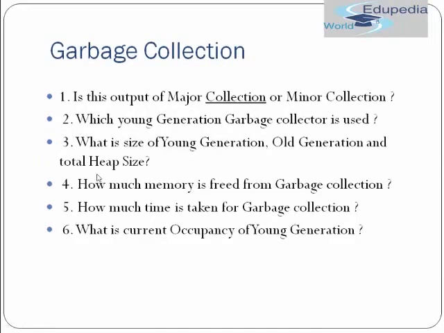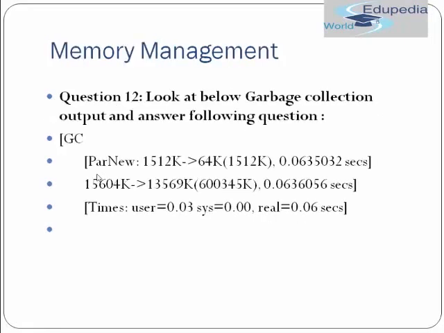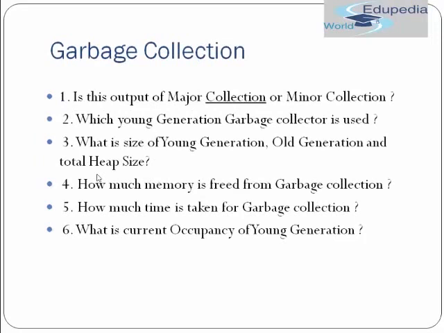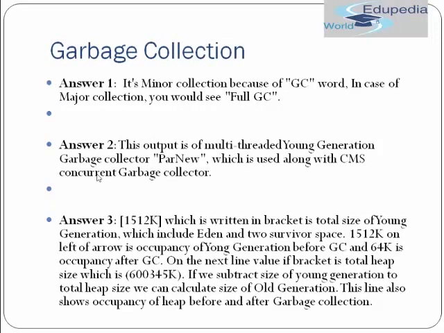Then, what is the size of the young generation, old generation, and total heap size? Well, this you can also identify from here. The answer would be 1512K, which is written in brackets, is the total size of the young generation, which includes Eden and 2 survivor spaces. 1512K on the left of the arrow is the occupancy of the young generation before GC, and 64K is the occupancy after GC. So before GC this is the occupancy, and once GC has run, 54K is the occupancy.